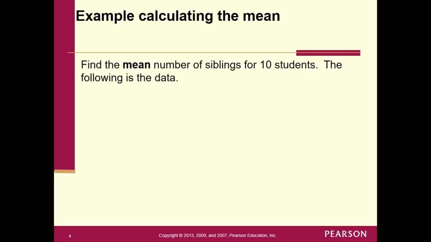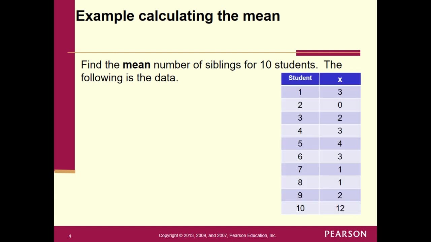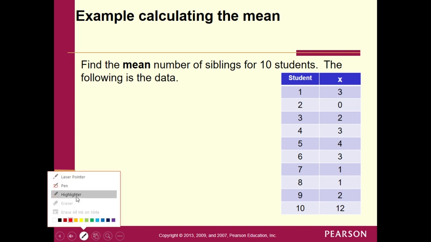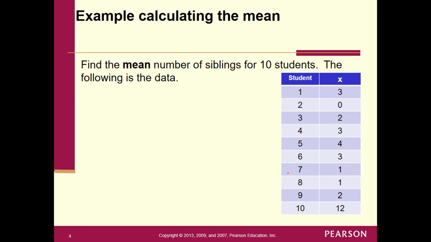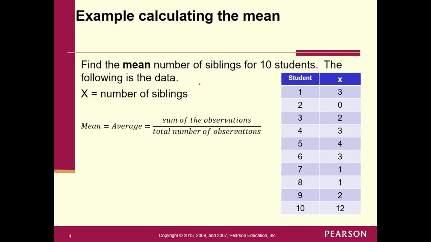All right. So let's find the mean number of siblings for 10 students. And the following is the data. Okay. And so here, let me get my pen out. So here we have 10 students. Okay. And here were their responses. This was a real data set. I just asked the first 10 students in my class one day, a while back, and those were the answers that I was getting. So X is the number of siblings, okay?